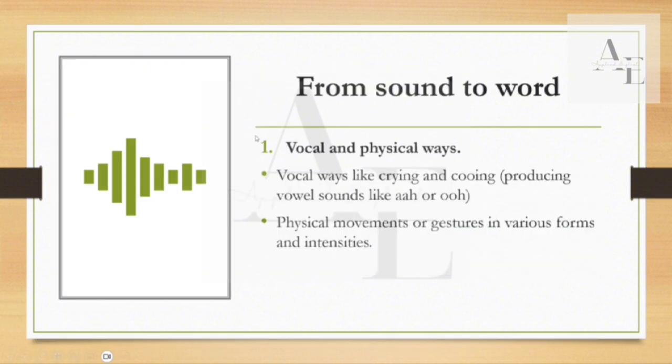So from sound to word, our first stage is vocal and physical ways. Vocal ways like crying and cooing. Cooing is producing vowel sounds like a or u. In this stage, they don't produce consonants, so they just produce vowel sounds. They don't carry any meaning for us. And then physical movements or gestures. They do these movements in various forms and intensities.